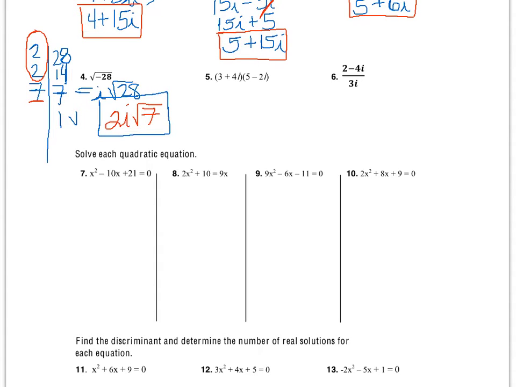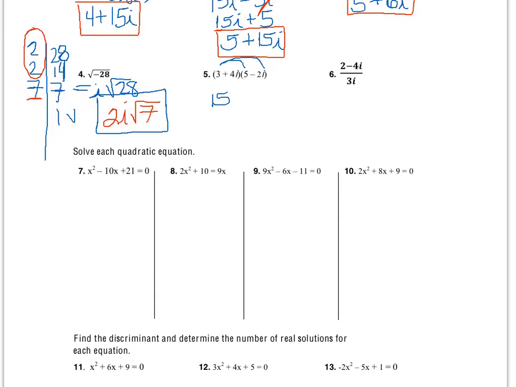So when we distribute, I'm going to say 3 times 5, I get 15. Then 3 times negative 2i. Make sure you distribute the 3 to both of those terms. And we get minus 6i. Then we have 4i times 5, so positive 20i. And then 4i times negative 2i, so we get negative 8, and then i squared.